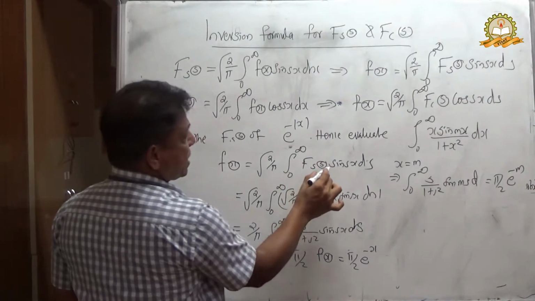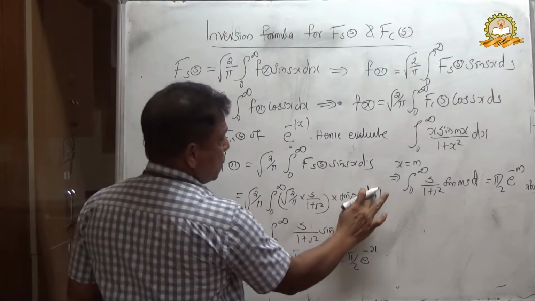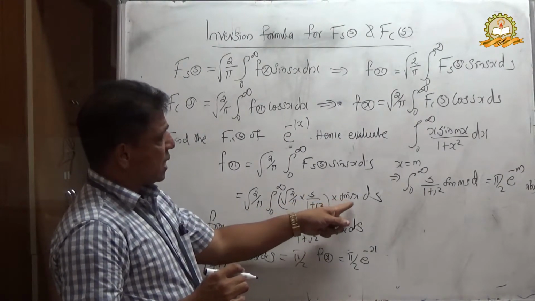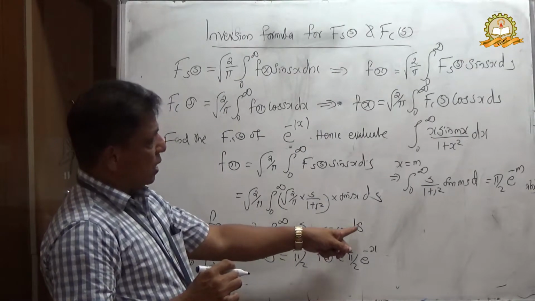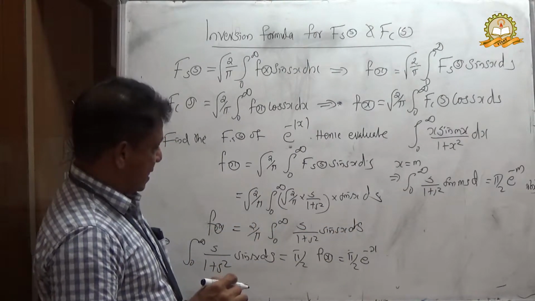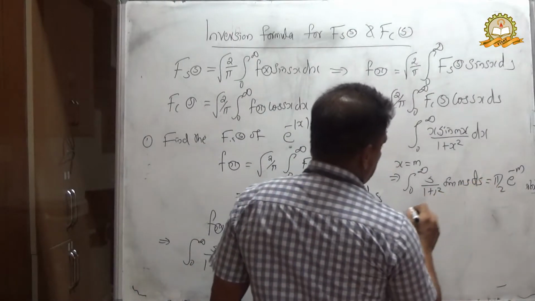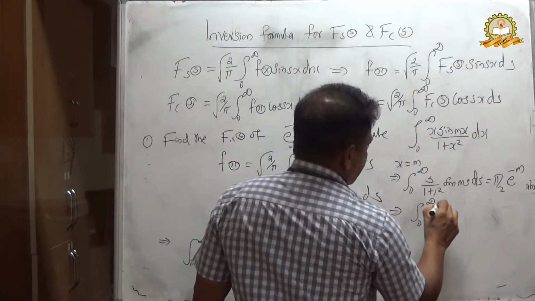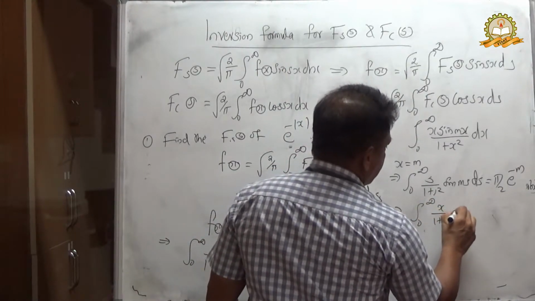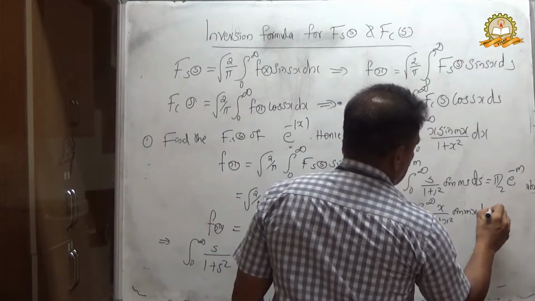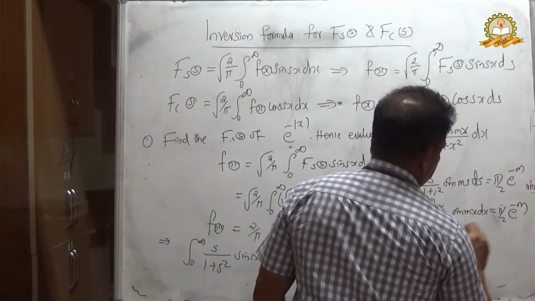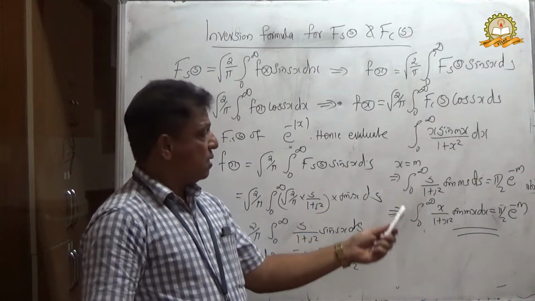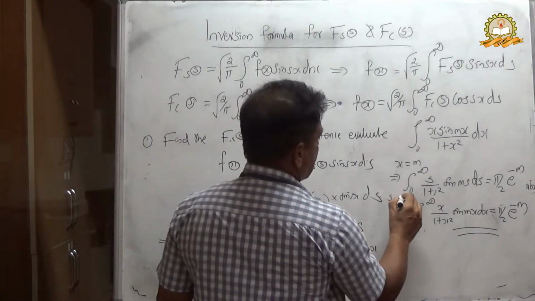Integral 0 to infinity fs of s sin sx ds, we integrate with respect to s. Therefore, root of 2 by pi into s by 1 plus s square into sin sx into ds. Therefore, not dx, here put it as ds. So the integral 0 to infinity x by 1 plus x square sin mx dx is equal to pi by 2 e raised to minus m. Here we are just changing the variable s to x.